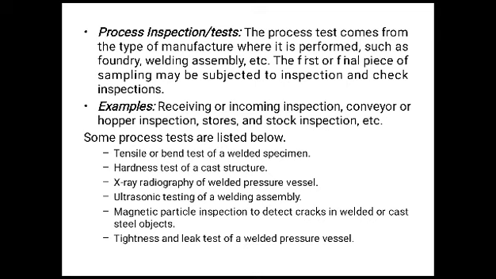The third is the process inspection test. The process test comes from the type of manufacture where it is performed, such as foundry, welding, assembly, etc. The first or final piece of sampling may be subjected to inspection and check inspections, receiving or incoming inspections, conveyor or hopper inspections, stores and stock inspections, etc. Some process tests are listed below: tensile or bend test, hardness, X-ray radiography, ultrasonic testing, magnetic particle inspection, and tightness or leak test of a welded pressure vessel.